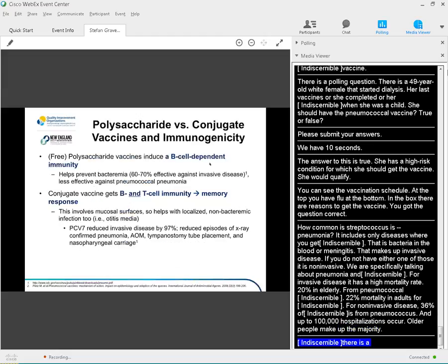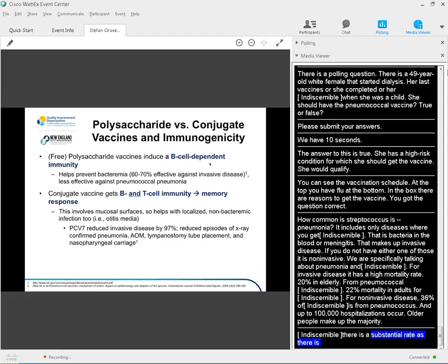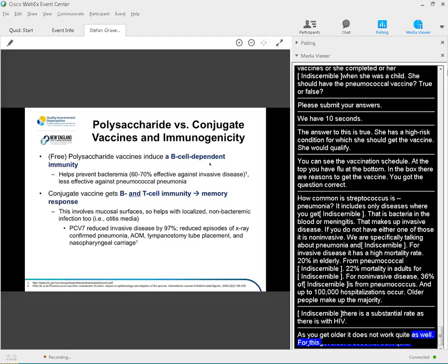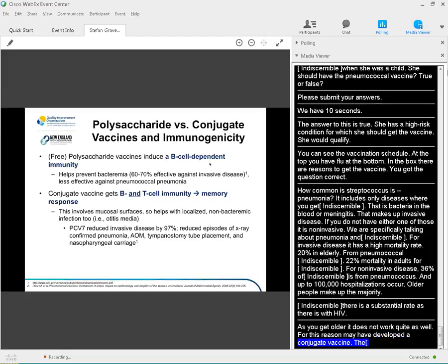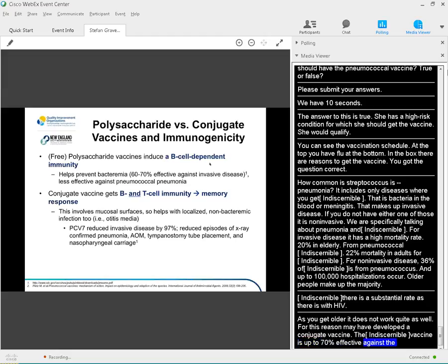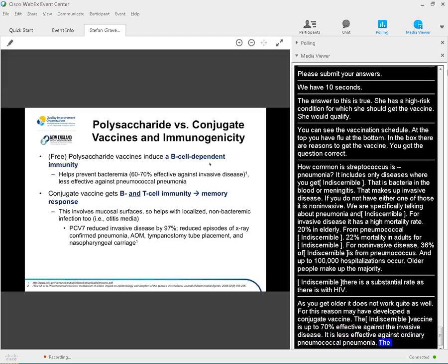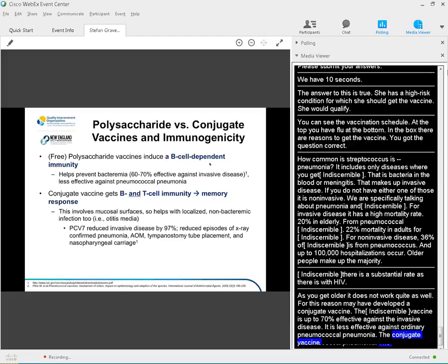Polysaccharide vaccines induce a B-cell-dependent immunity, and so as you get older, it doesn't work quite as well. So for this reason, they've developed a conjugate vaccine. The 23-valent polysaccharide vaccine is 60 to 70% effective against the invasive disease, that's the bacteremia and meningitis. It's less effective against plain old ordinary pneumococcal pneumonia, in other words, non-invasive disease. The conjugate vaccine, that's the PCV13, earlier generation was PCV7, with only 7 antigens as opposed to 13 antigens in the PCV13, compared to 23 in the polysaccharide vaccine.